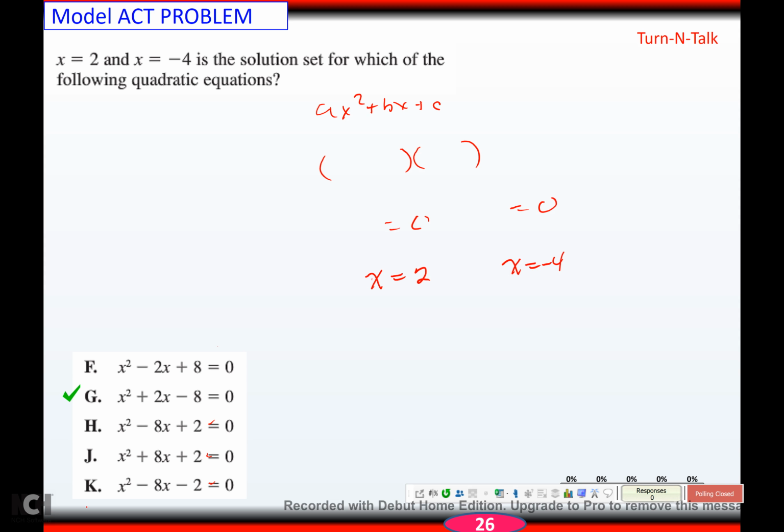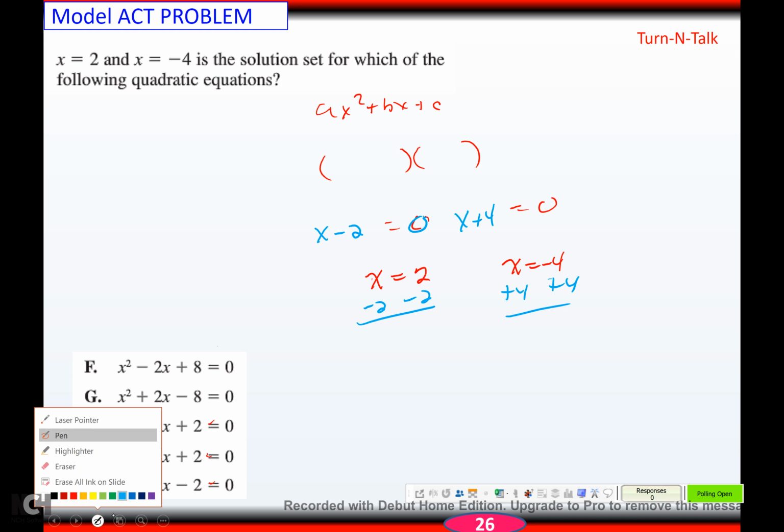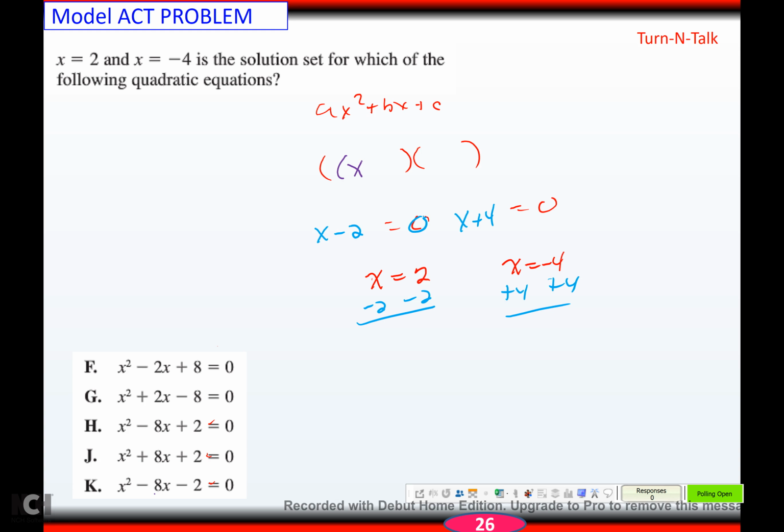To get it back up to here, all right, I would minus 2, and that would give me x minus 2 equals 0. Add 4, I get x plus 4 equals 0. So then to go back up to here, you just stick them back in. So my two factors were x minus 2 and x plus 4. So now to go back to the quadratic, you simply multiply them back together.